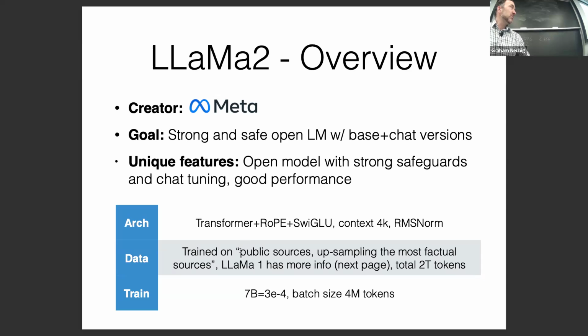One thing about the data is that the data is not open. They didn't say what data they trained on, for reasons that I talked about before. What they did say is that it was trained on public sources, upsampling the most factual sources. That's what they said. The LLaMa 1 paper has more information, so I'll talk about what they did in the LLaMa 1 paper, and we can maybe extrapolate that they did something similar in the LLaMa 2 paper. And the total training amount is 2 trillion tokens. So that's actually less than OLMo.